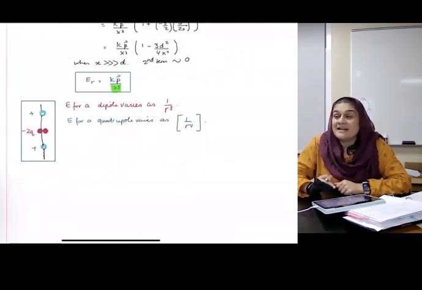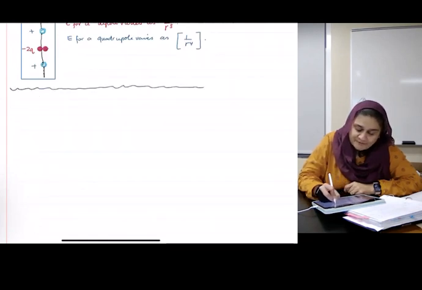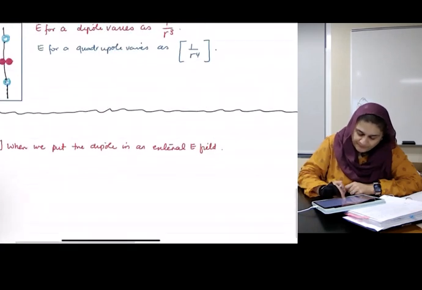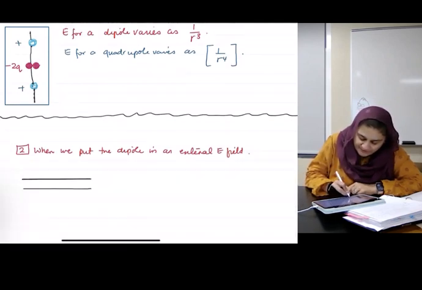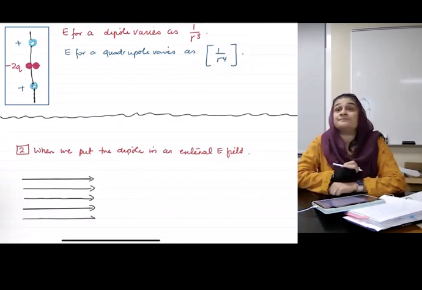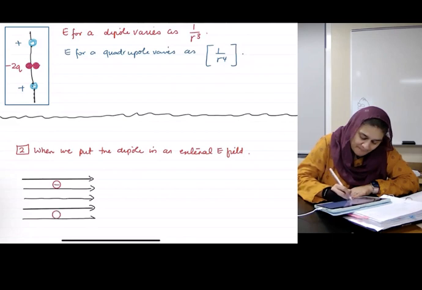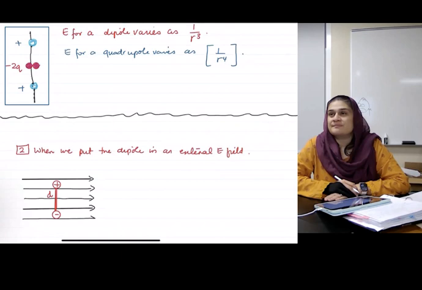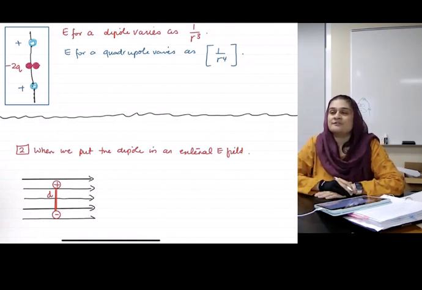What happens when we take this electric dipole and we put it into an external field? So number two, when we put the dipole in an external field, suppose the E field is a very simple E field, plus and minus. And I put a dipole in it, and there's a d in the middle. What does this dipole experience? This dipole experiences a force either along the direction of E or against it.